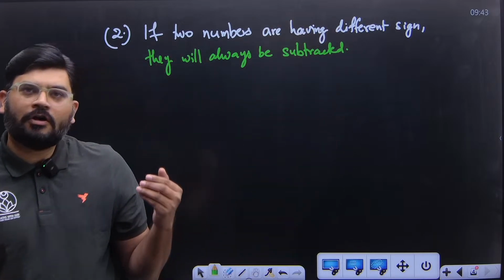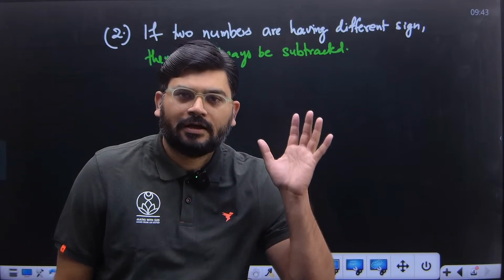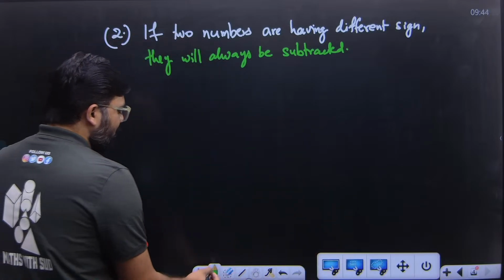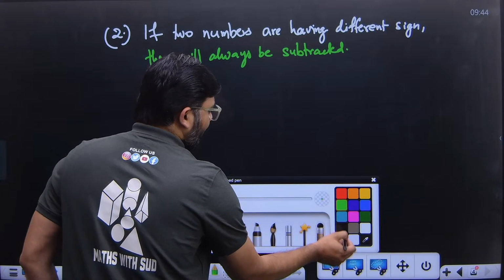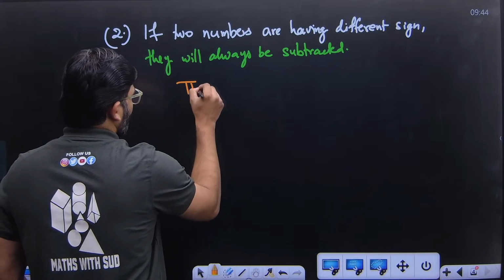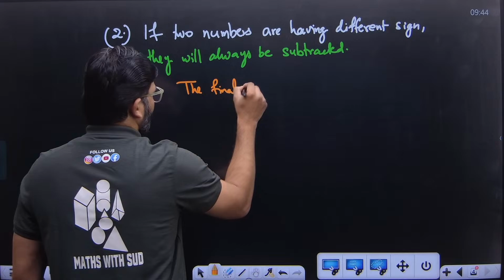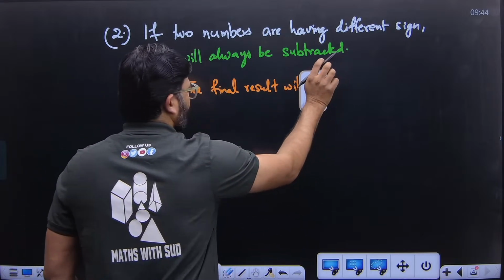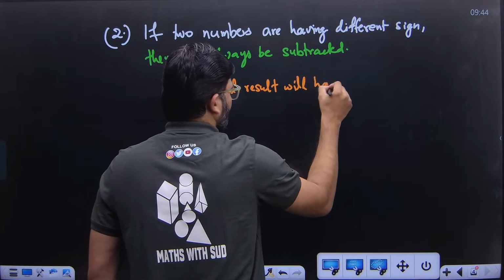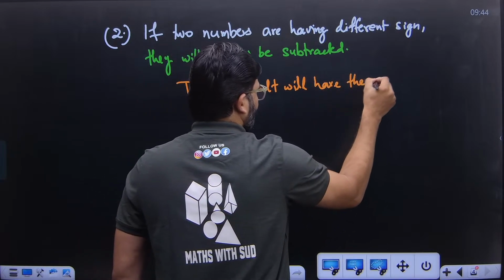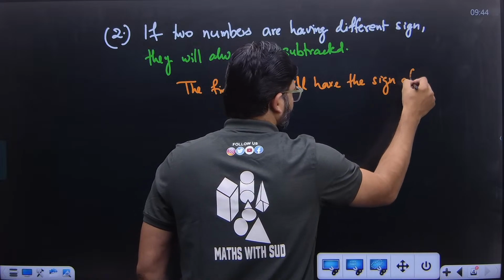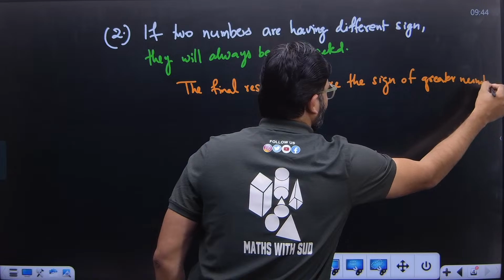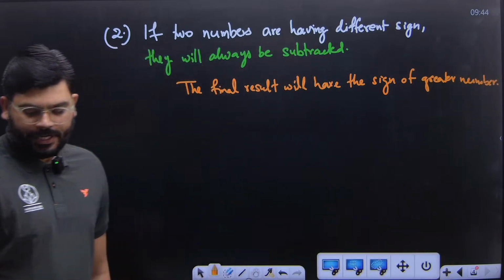Now how you subtract? You always subtract the lower number from the higher number. But in this case, the final result will have the sign of the greater number. The final result will have the sign of greater number.